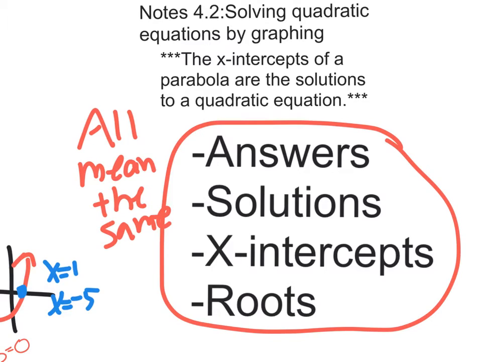So if I give you a quadratic equation and I tell you find the answers, you know what to do, you solve it, right? Or if I tell you find the solutions, the same thing, you solve it. Find the x-intercepts, you solve it. Find the roots, you solve it, right? So I need you guys to memorize that all of these words, answers, solutions, x-intercepts, roots, they all mean the same thing. It's really to find the answers to the quadratic equation.